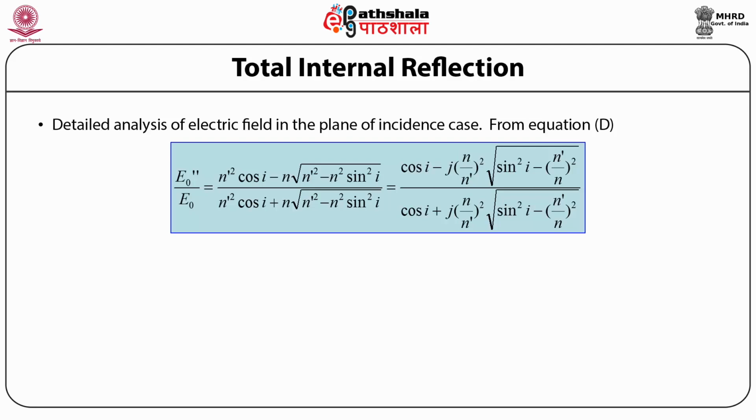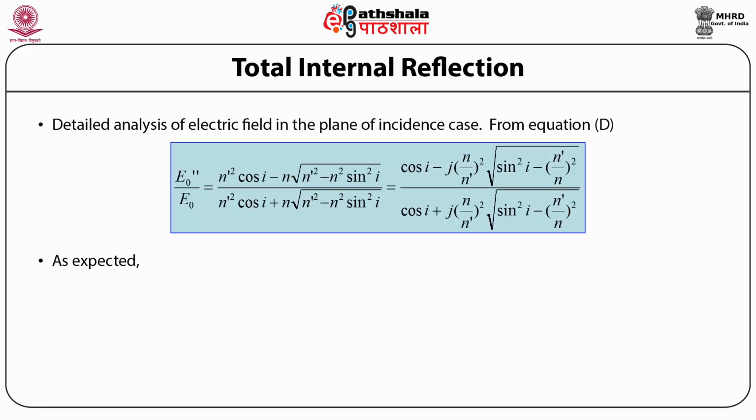So for this case, we see that if we put mu equal to mu prime, then the ratio of the amplitude of the electric field of the reflected wave to that of the incident wave is equal to the square of the refractive index of medium 2 times cos of angle of incidence minus the refractive index of medium 1 times under root of square of refractive index of medium 2 minus square of refractive index of medium 1 times square of the sine of angle of incidence, whole divided by square of the refractive index of medium 2 times cos of angle of incidence plus refractive index of medium 1 times under root of square of the refractive index of medium 2 minus square of the refractive index of medium 1 times square of the sine of angle of incidence.